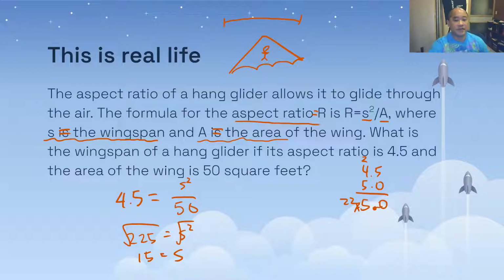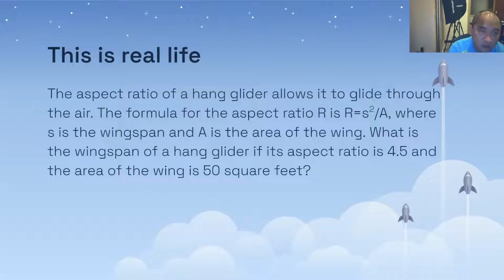Now, could this be negative? Yes, but does that make any sense? Can the wingspan of anything be a negative number? So the answer is no, of course not. We don't have a negative wingspan here. So it can only be positive 15. I have a feeling it's going to be your turn.